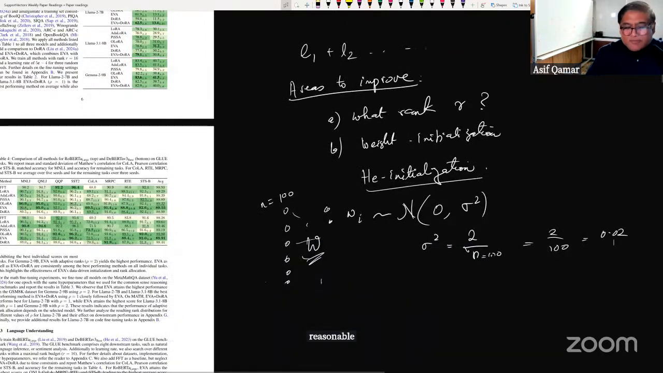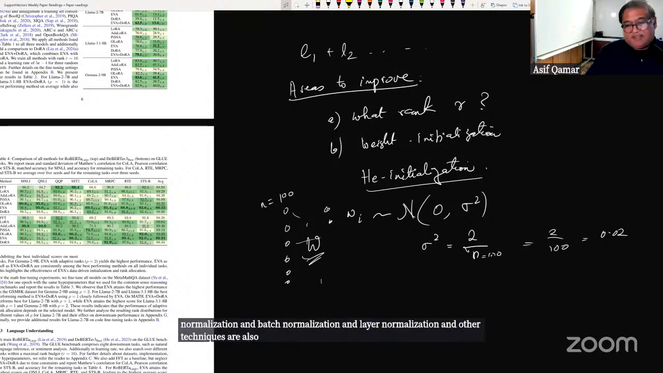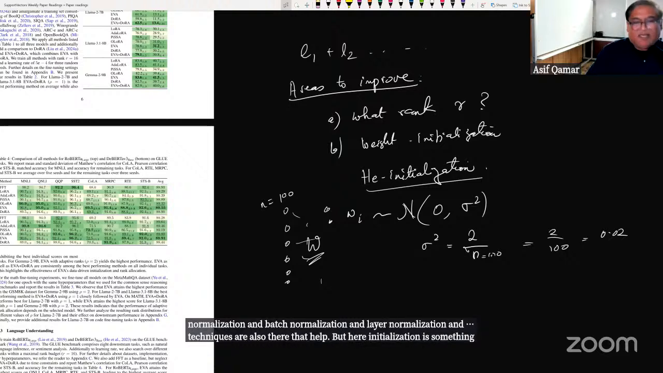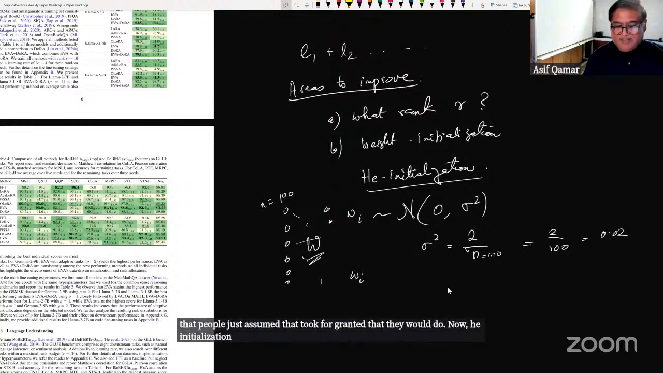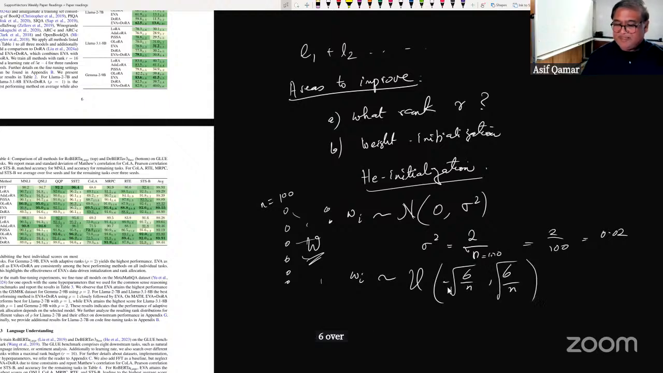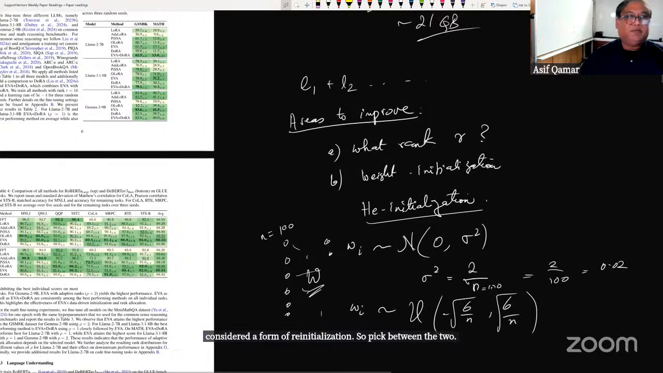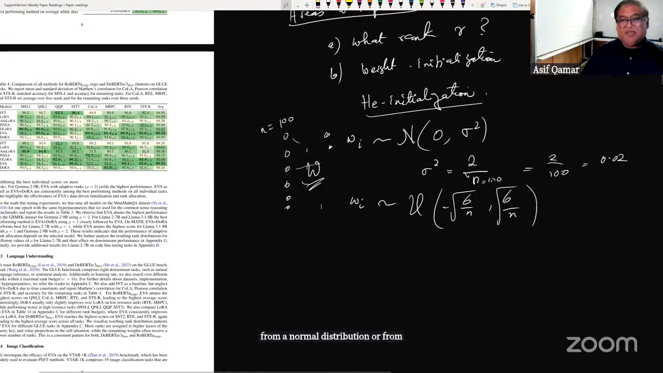And so there's more. It isn't the only thing. Of course, you do normalization and batch normalization and layer normalization and other techniques that also help. But key initialization is something that people just took for granted that they would do. Now, key initialization has another variant, which is that you take it from a uniform distribution from minus to plus the square root of 6 over n. Sometimes that also is considered a form of key initialization. So pick between the two, from a normal distribution or from a uniform distribution. So that is what it did.